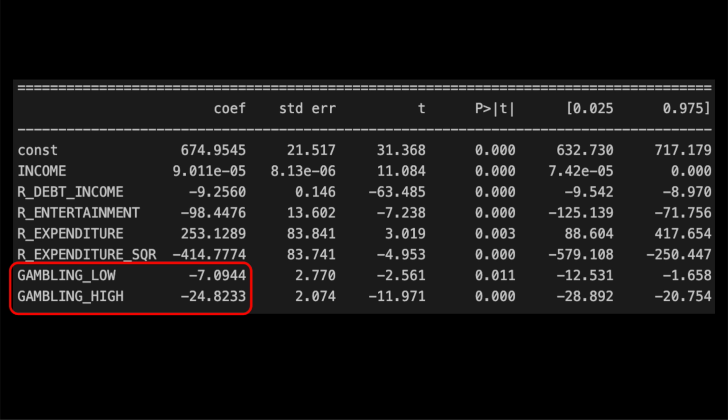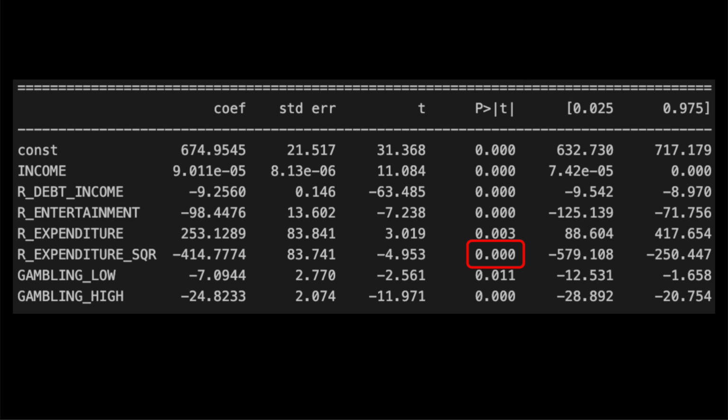Both the high and low groups have negative coefficients, and the latter has a larger negative coefficient. This means that compared to the customers who don't gamble, the low group will have a lower credit score, and the high group will have an even lower credit score. So, through discretization, we have captured a nonlinear relationship in an intuitive way. Also, you can notice now that the R expenditure term has become significant in the context of these other features.